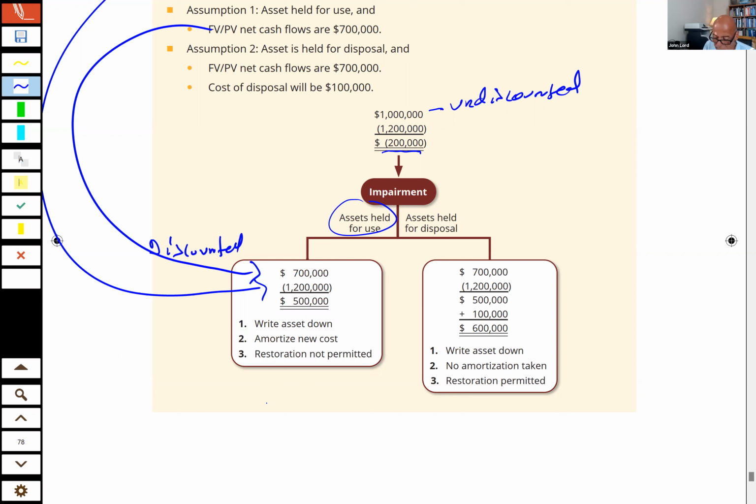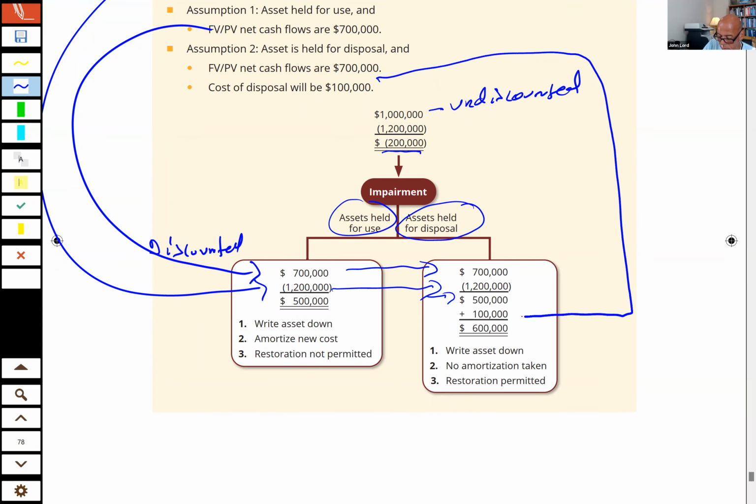Restoration is not permitted. Now, if the asset is held for disposal, again, the discounted cash flow is 700,000. The carrying amount is 1.2. So we still have that same 500,000. But now the problem told us there was some cost of disposal of 100,000. So that deepens the impairment loss. So now you'll debit impairment loss 600,000. You'll credit the asset 600,000. You no longer depreciate or amortize that asset because you're getting rid of it. You can restore it, but you can't write it up past that original 1.2 million.